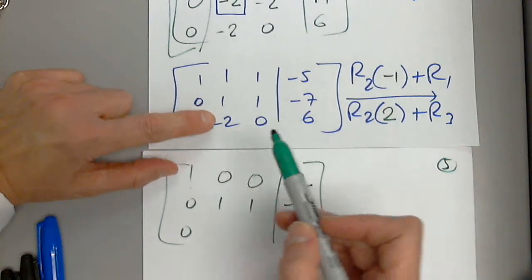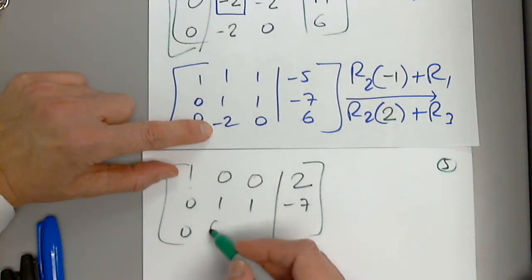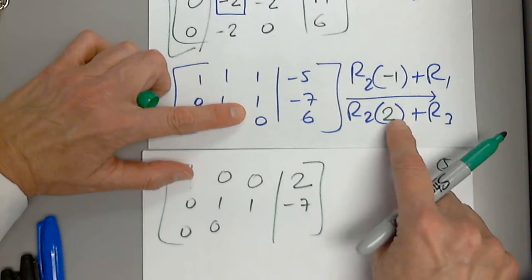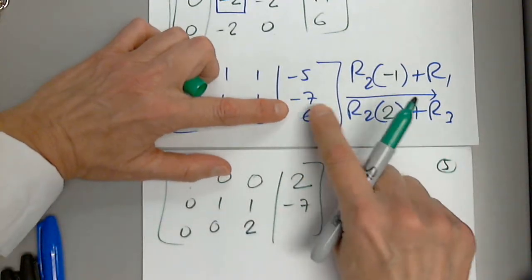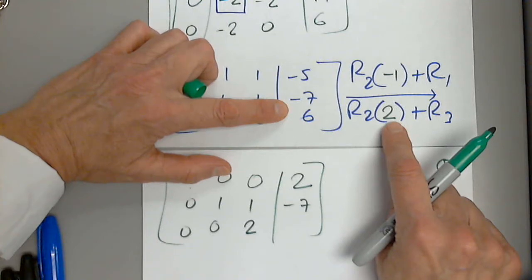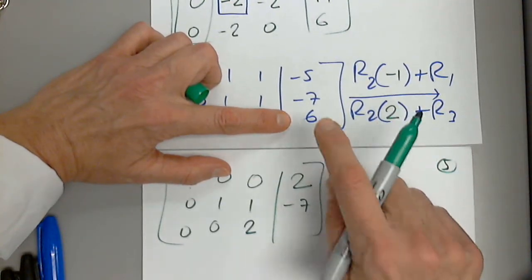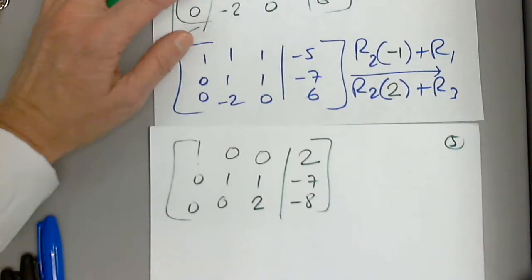One times 2 minus 2. 0. 1 times 2 plus 0. Negative 7 times 2, negative 14, plus 6. Perfect.